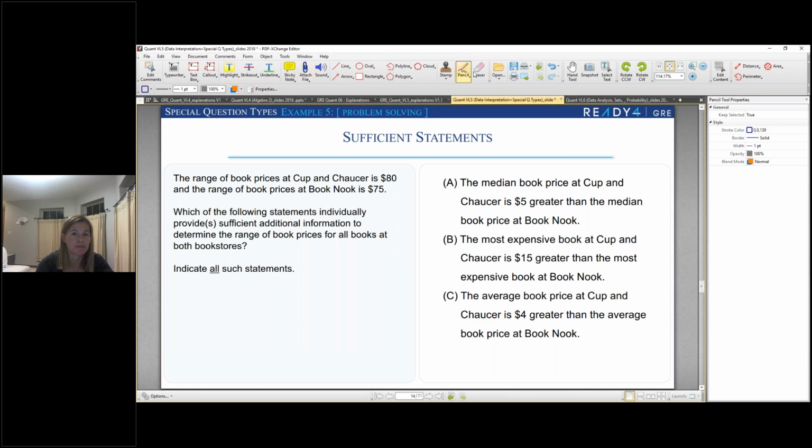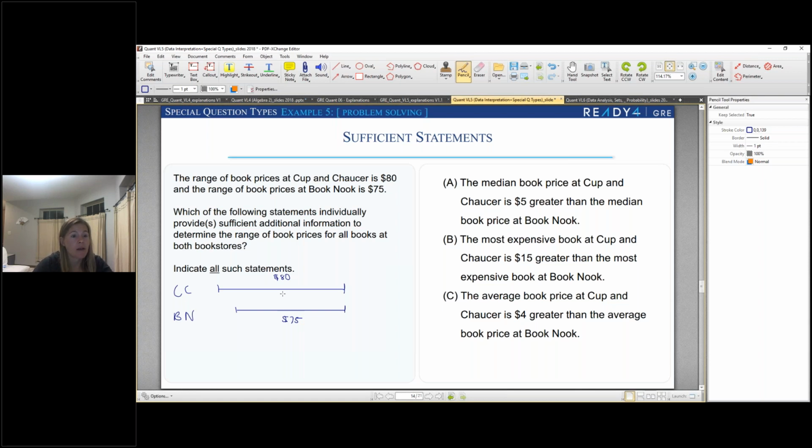So we've got these two bookstores, Cup and Chaucer and Book Nook. Cup and Chaucer has a range of $80 between their most expensive book and their least expensive book. Book Nook has a little smaller range. It's $75. What we don't know is if they're at the high end or at the low end of prices. Okay, they could be way more expensive than any book at Cup and Chaucer, or they could be way less expensive than any book at Cup and Chaucer. Okay, we don't know the range.